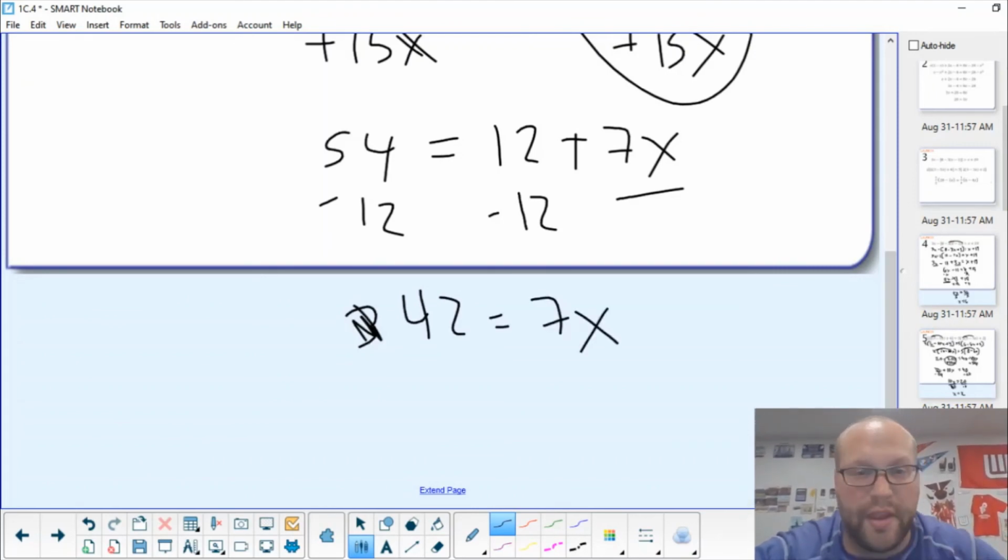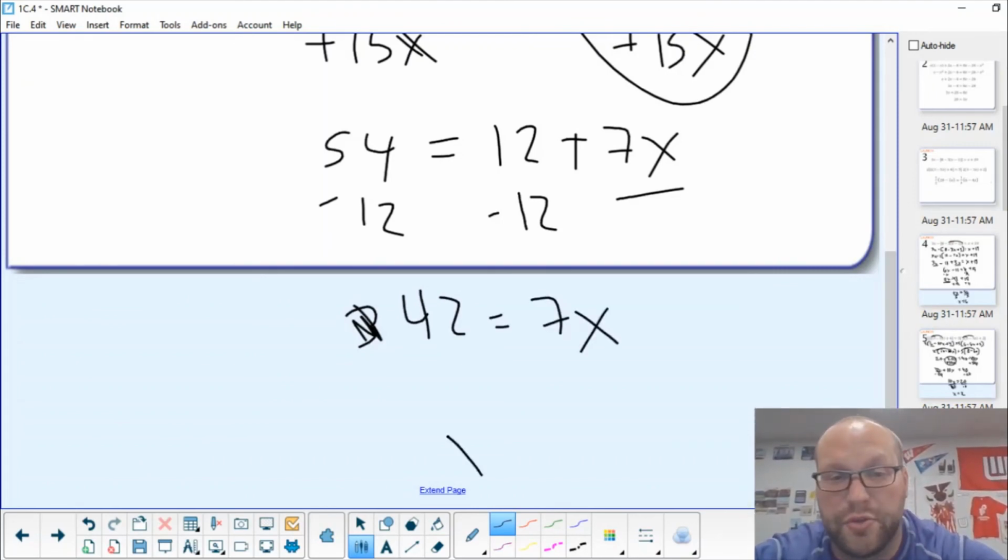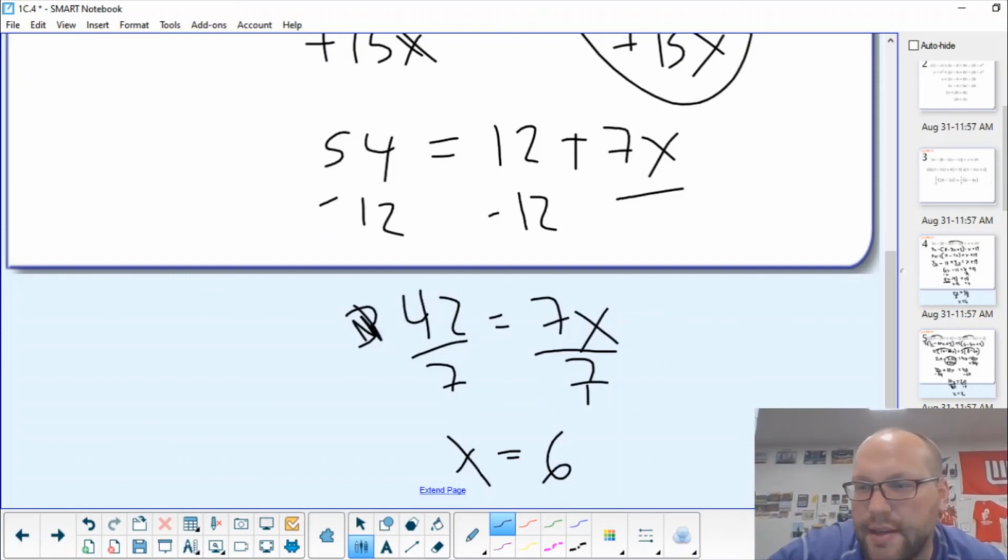And again, some of you just know the answer is 6. If you want to write x equals 6 without showing the division step, I'm okay with that. But some of you, again, like to show all those steps. So divide by 7 and you've got x is 6.